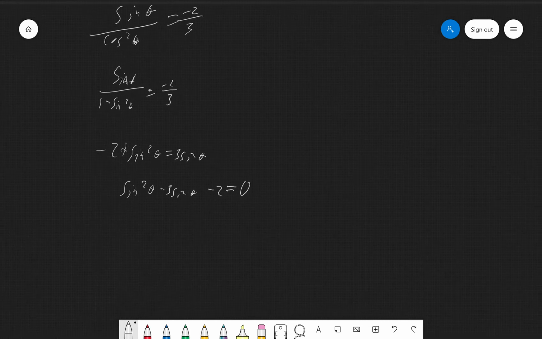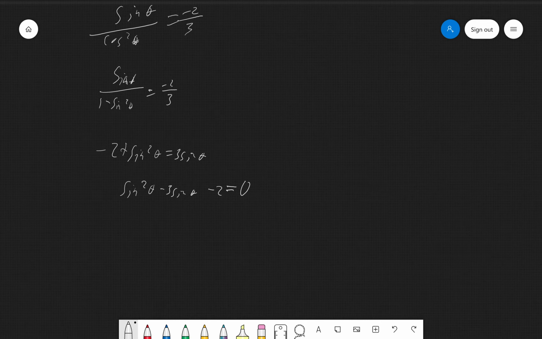Now notice that this is a quadratic. We have something squared minus 3 times something minus 2. If you don't see it, we can substitute x for sine of theta and get x squared minus 3x minus 2 equals 0, but I'll keep it in this form. Now the variable is sine of theta, and we just need to solve this. We can factor it, or we can use the quadratic formula. I'm going to just factor it.